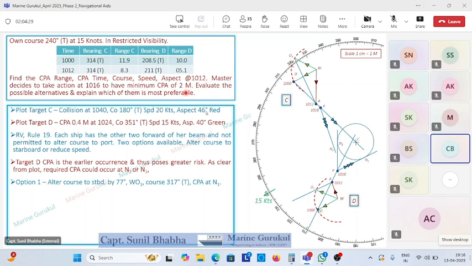Let us move ahead, beta. Up to here clear? Yes, sir. Great, very good. So we have evaluated one option. Fortunately, it is satisfying the condition for both the targets Charlie and Delta. Now let us explore other options.